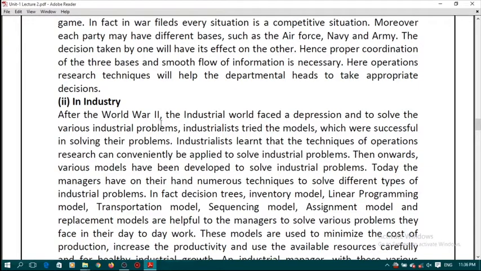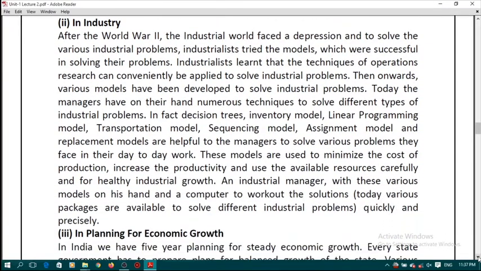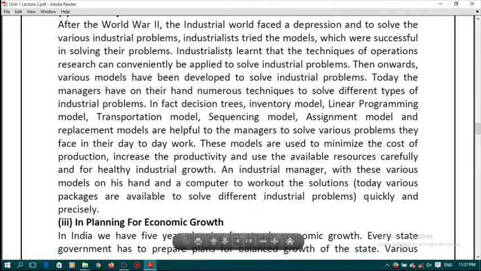After World War II, the industrial world faced a depression, and to solve the various industrial problems, industrialists tried the models which were successful in solving war problems. So OR can help in industry also. Industrialists learned that the techniques of operation research can conveniently be applied to solve industrial problems.